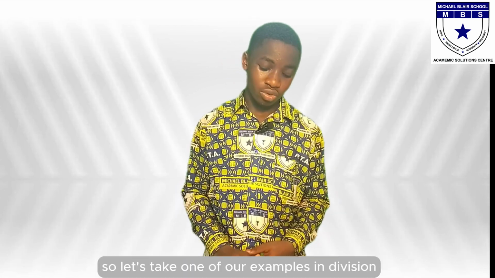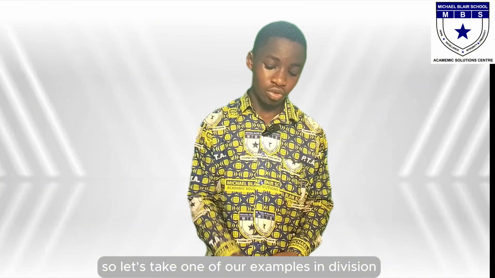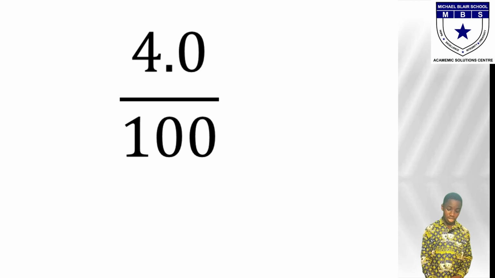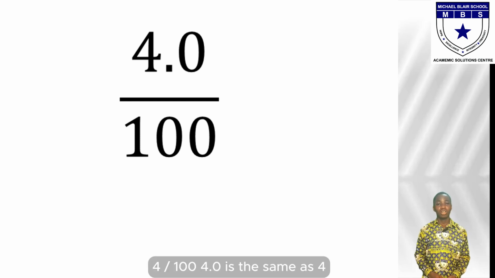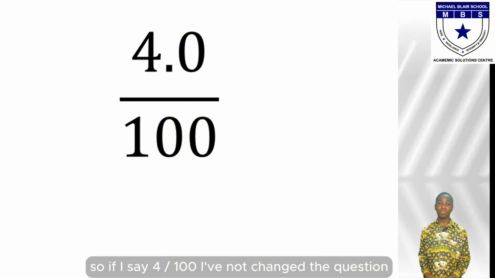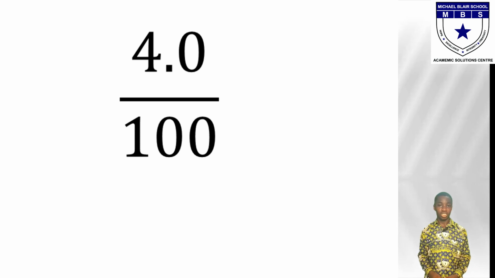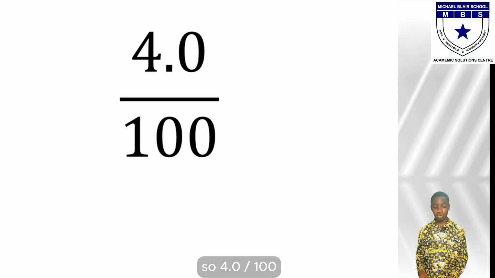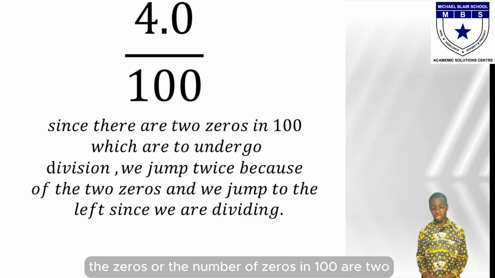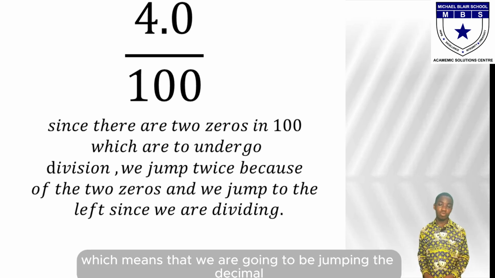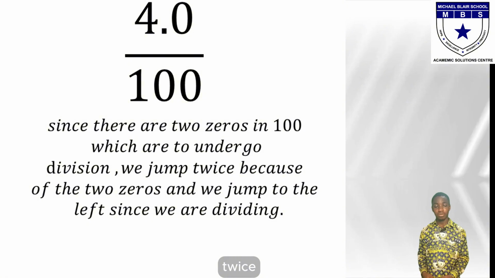So let's take one of our examples in division, like dividing 4.0 by 100. 4 divided by 100. 4.0 is the same as 4. So if I say 4 divided by 100, I've not changed the question. So 4.0 divided by 100, the number of zeros in 100 is 2, which means that we are going to be jumping the decimal point twice.